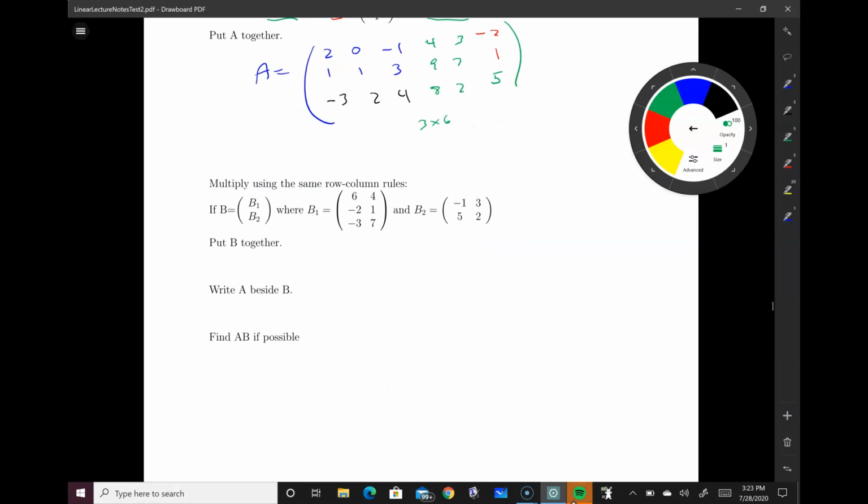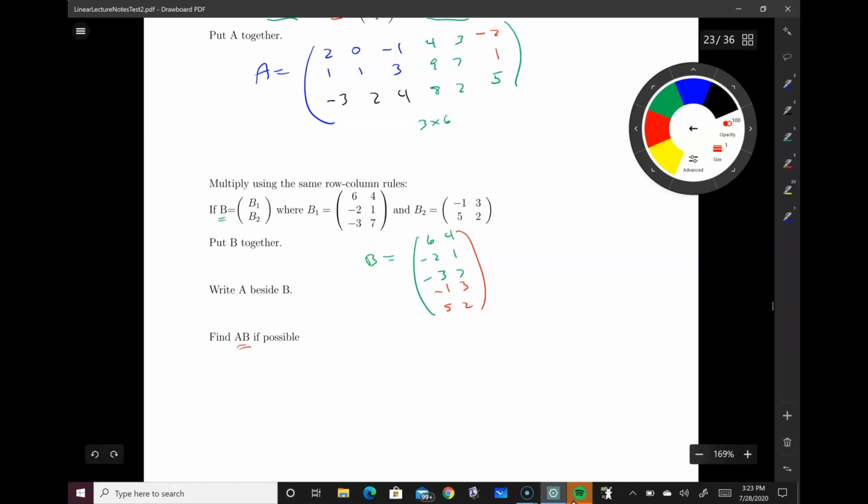All right, so let's look at this one. Here I have the capital B is made up of these two. So this one's a little easier to put together. So 6, 4, negative 2, 1, negative 3, 7. And then B2 is right underneath. So negative 1, 3, 5, 2. So that is my matrix B.